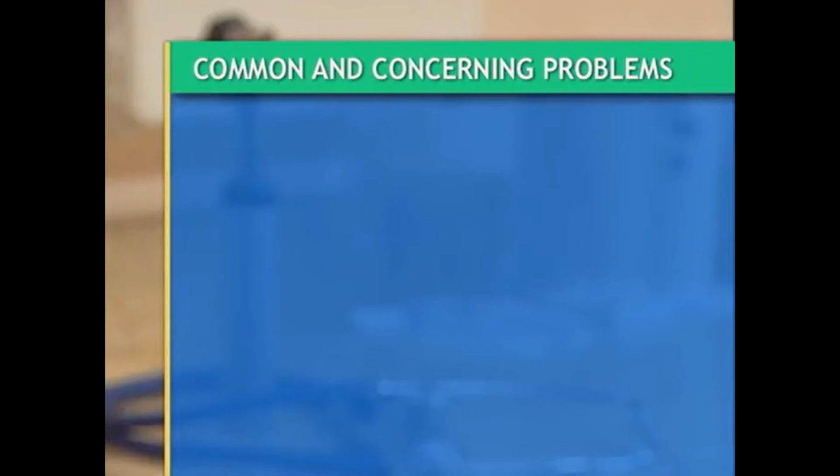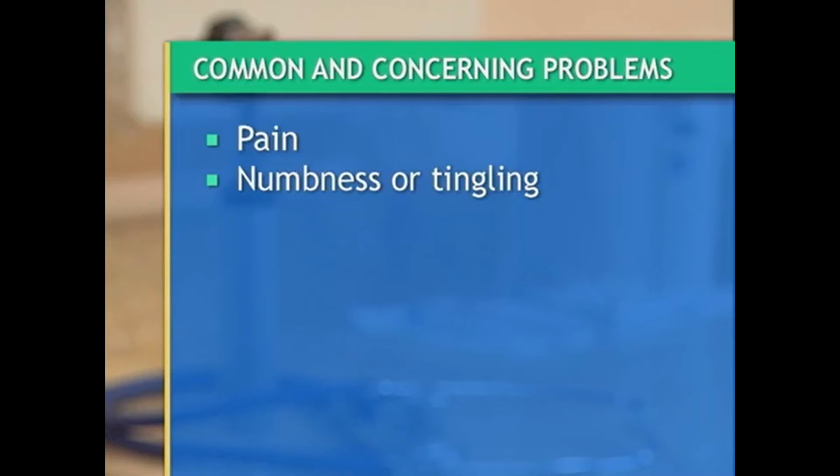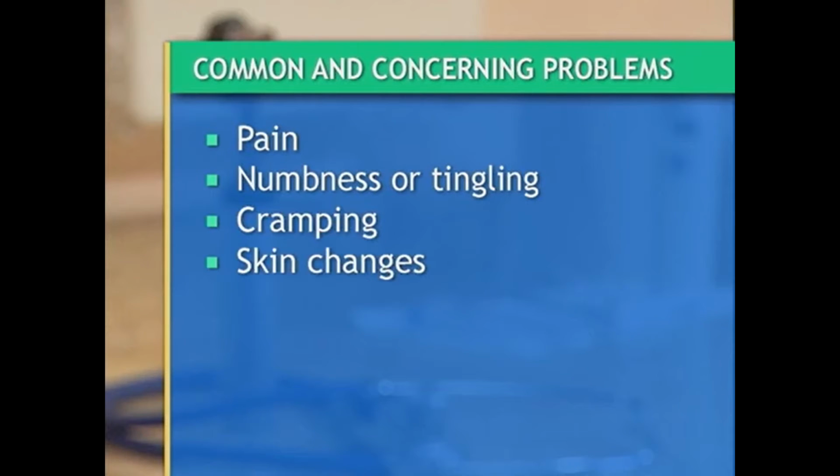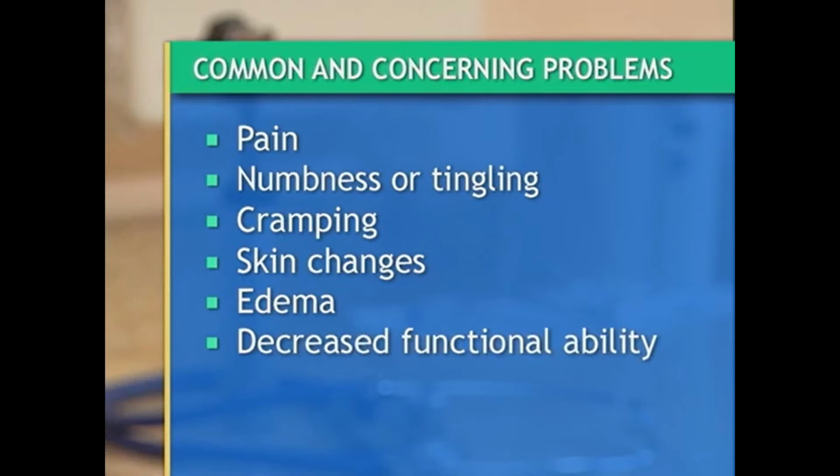Common and concerning problems resulting from impairments in the peripheral vascular and lymphatic systems include pain, numbness or tingling, cramping, skin changes, edema, and decreased functional ability. It is important to ask your client about each of these concerns. Whenever the client indicates a positive response, use effective communication techniques to gather more detailed information. For example, Mrs. Chenoweth is a 55-year-old woman visiting the healthcare facility today as a result of feeling pain in her legs. She has a history of varicose veins, which she reports appeared to be worsening.